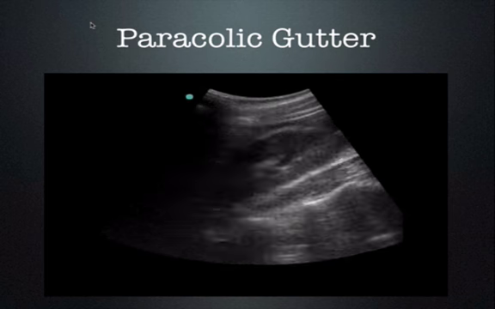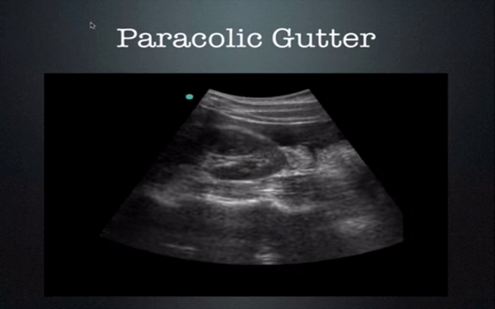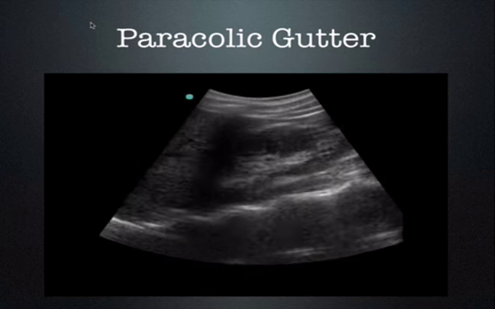So to have a good technique, you should pan all the way through Morrison's pouch from right to left, and then look up into the hemothorax and look down at the inferior pole of the kidney.